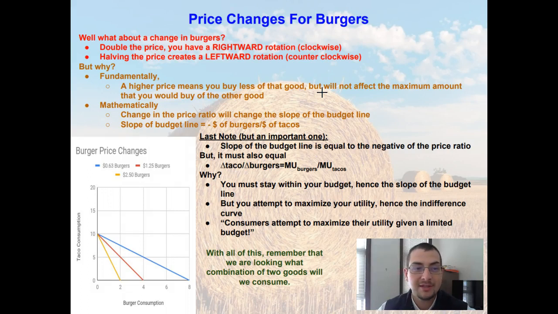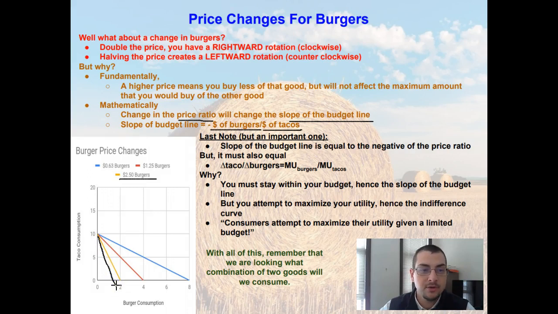But if we look at this mathematically and we bring in the slope of that budget line, remember that the slope of the budget line is equal to the price of tacos divided by the price of hamburgers. So a change in that price ratio will change the slope of the budget line. That's where the mathematical side comes in. And you could plug in the different prices. Remember that it's the negative burgers divided by tacos. And we say, all right, well, the price of burgers is $2.50. Price of tacos is 50 cents. So now $2.50 divided by 50 cents is 5. The slope of that curve is now 5.